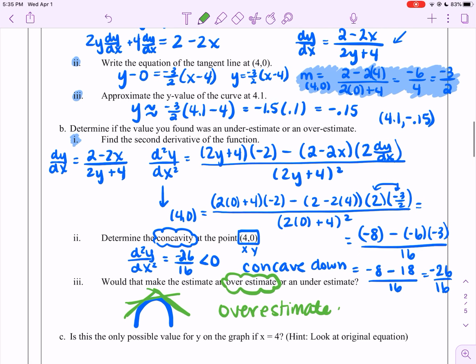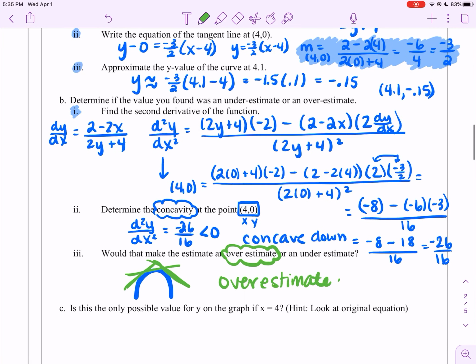The question here that I'm asking you is: is this the only possible value for y if x is equal to 4? Hint, I'm asking you to look at the original equation. If you're looking at this question, you may be saying, what are they asking for? Is this the only possible value for y on the graph if x is equal to 4?